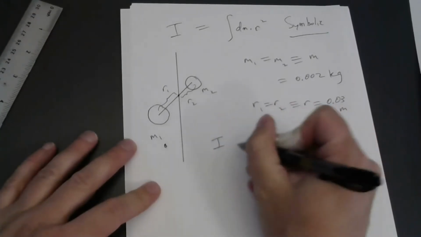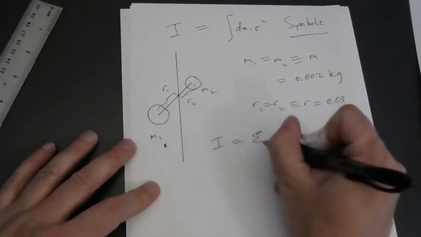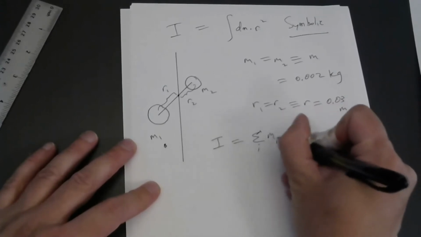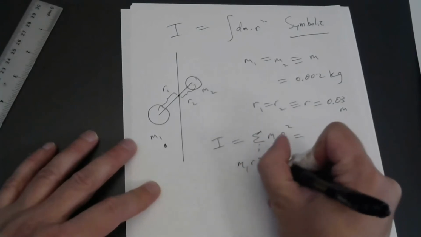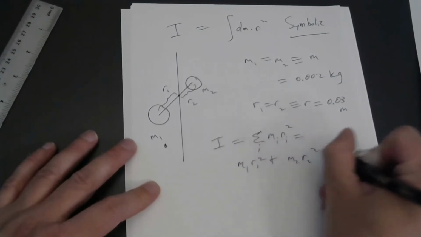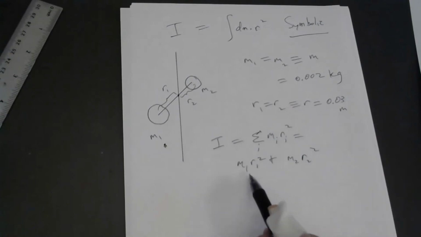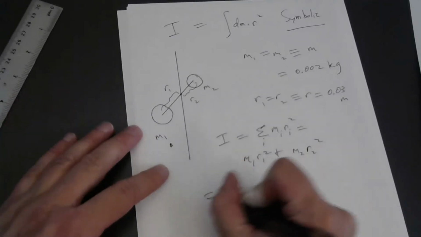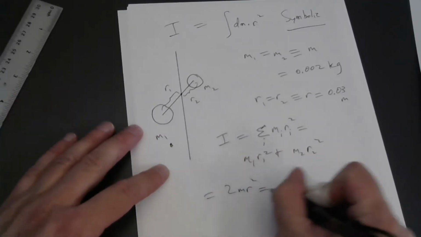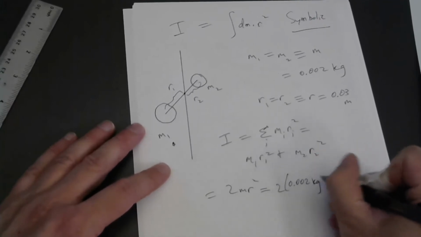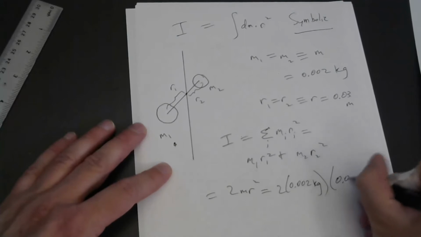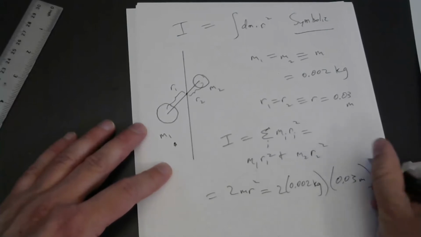Okay? Moment of inertia is the sum over i of take each mass, multiply by the square of its distance, and that's going to be m1 r1 squared plus m2 r2 squared. And since the masses are the same, and the r's are the same, just for this particular problem, this just becomes 2mr squared. Okay, so that's 2 times 2 grams, but I'm using SI units, and then 0.03 meters squared.